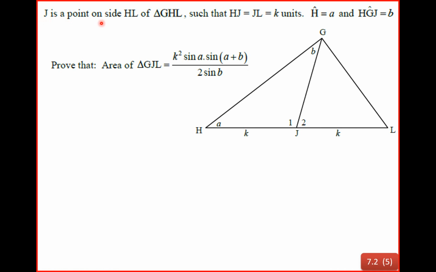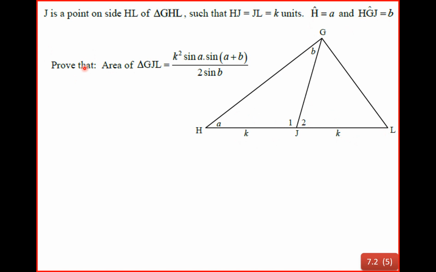It says J is a point on side HL of triangle GHL. So we have a big triangle such that HJ is equal to JL, and they are both indicated with K units. Angle H is equal to A, and angle HGJ is equal to B.